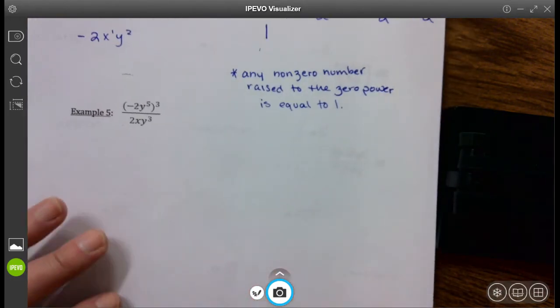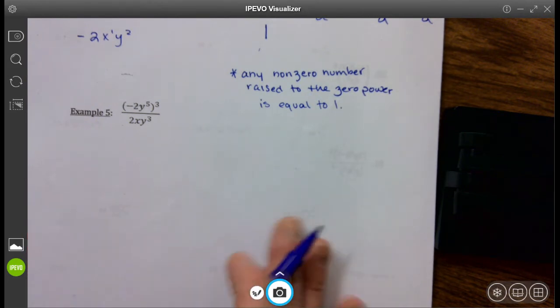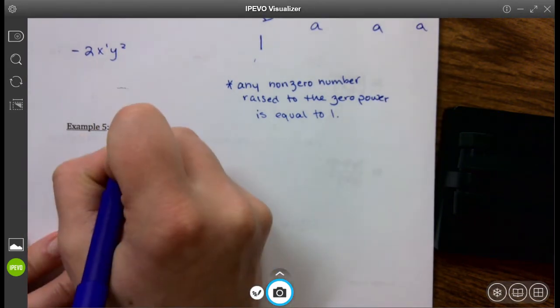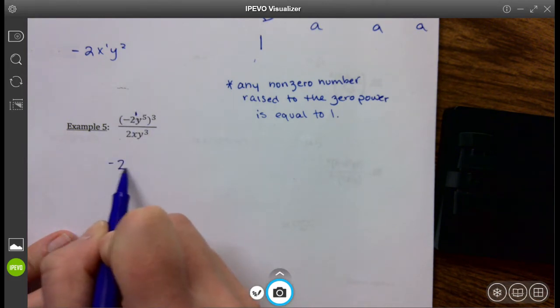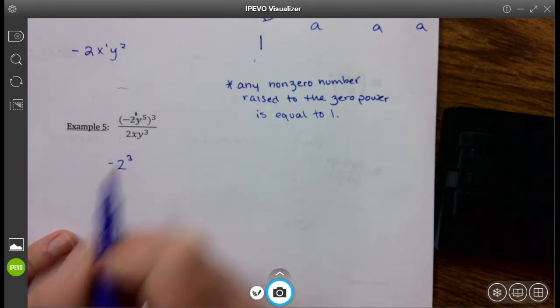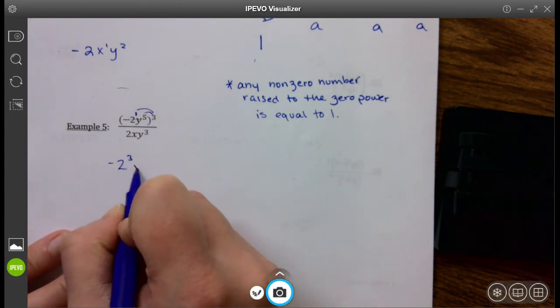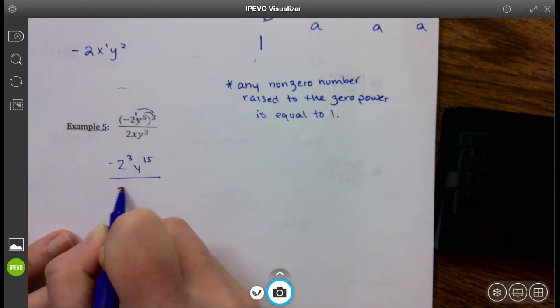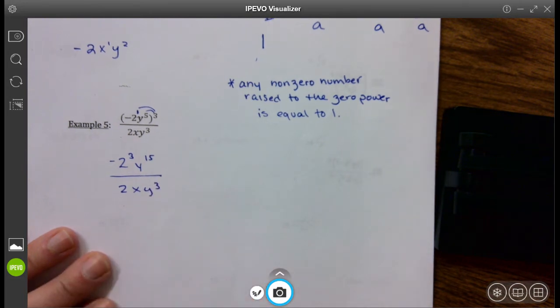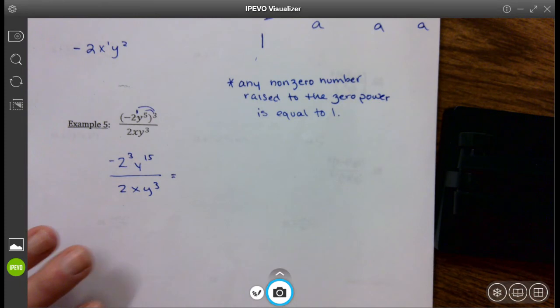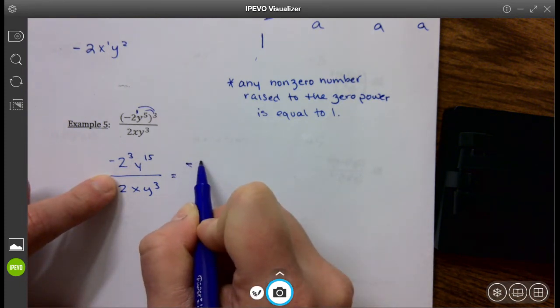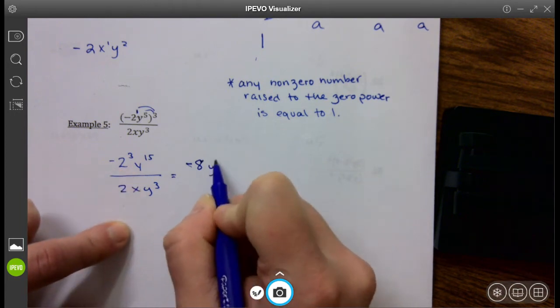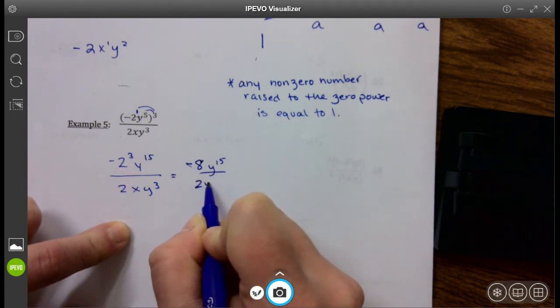All right, the next one, example 5. See if you can do that on your own. Pause the video and try it. All right, everything has an exponent. Negative 2 is being cubed. Y to the 5th to the 3rd, that's to the 15th. Now we are all over 2xy cubed. Well, remember in your calculator, you can put in parentheses, but you'll get the same result. It's going to be negative 2 times negative 2, 4 times negative 2, which is negative 8. Y to the 15th.